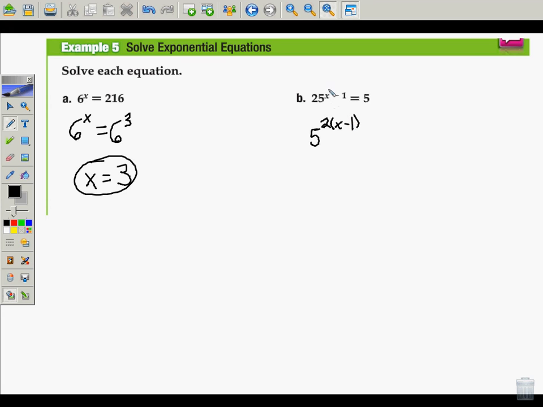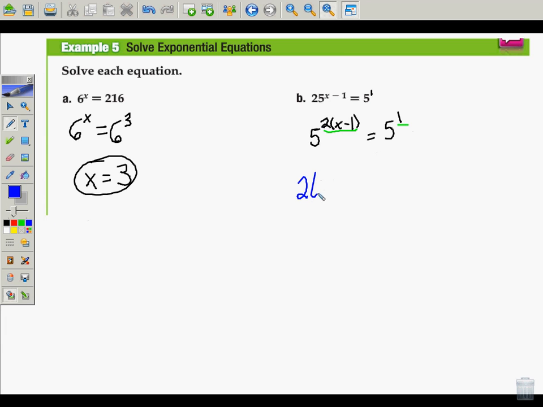equals 5. Well, 5 has no exponent, so is it 0? No, we know if there's not an exponent, there's really a 1 there, so it's 5 raised to the first power. In order for 5 raised to the 2x minus 1 to equal 5 raised to the first, their exponents have to be the same thing. So I know that 2 times the quantity of x minus 1 has to equal 1.